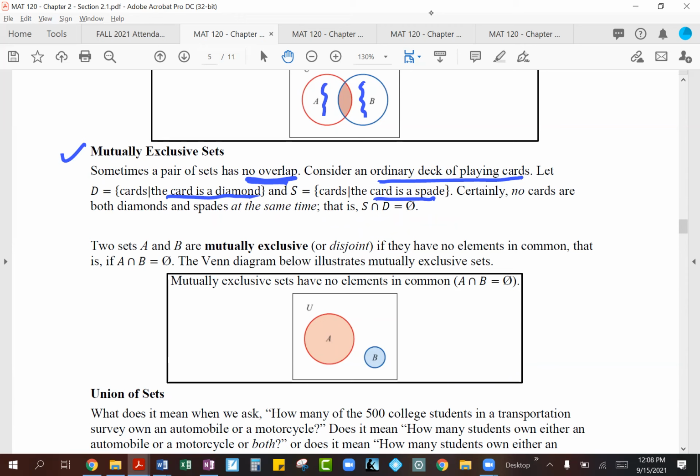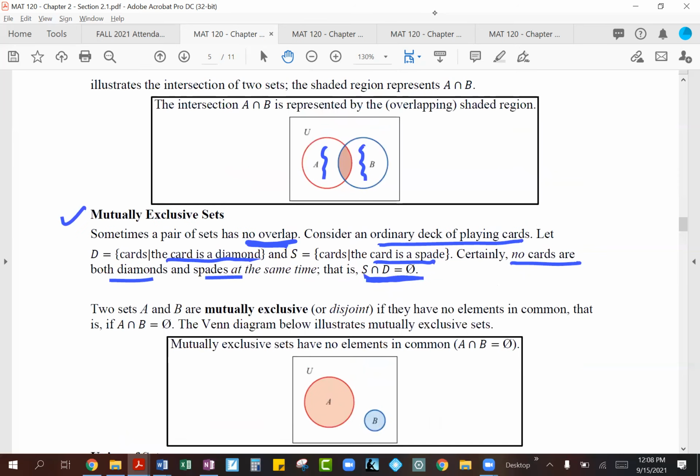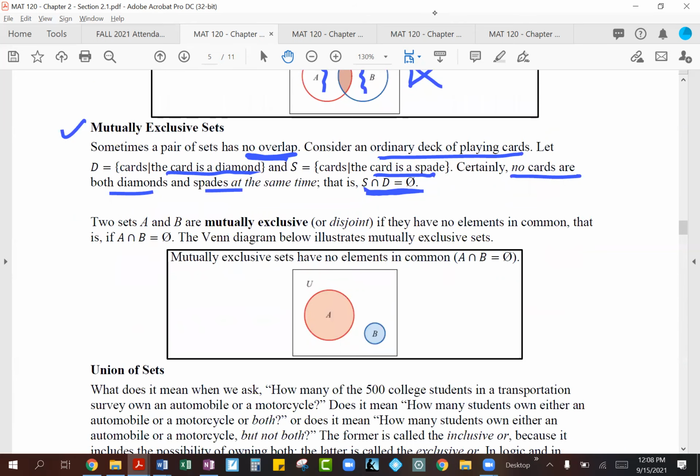So in that case, no cards are going to be diamonds and spades at the same time. Your intersection is actually going to be an empty set, which means we cannot do this kind of overlap in our Venn diagram. It would end up looking something like this, because you're basically saying the two sets are separate. There's no overlap, so there's no common area. That's why your intersection is going to be an empty set. And this is what we mean by mutually exclusive, or some textbooks like to call them disjoint sets, because obviously they're not joined together, they're separated. They're disjoint or mutually exclusive. So there's nothing common between the two sets at all.